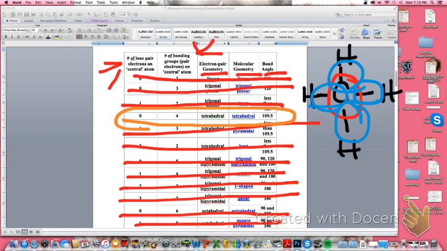Now, our number of lone pairs of electrons on the central atom is going to be 0 because we didn't have any here. The number of bonding groups, we're going to have 1, 2, 3, and 4. So we have 4. So our electron pair geometry comes out to be tetrahedral. Our molecular geometry happens to be tetrahedral as well. And our bond angle, which is one of the most important things, is going to be 109.5. Okay, this is how molecular geometries work. Now, we're always going to use this chart, and it's always going to be very, very useful to us.